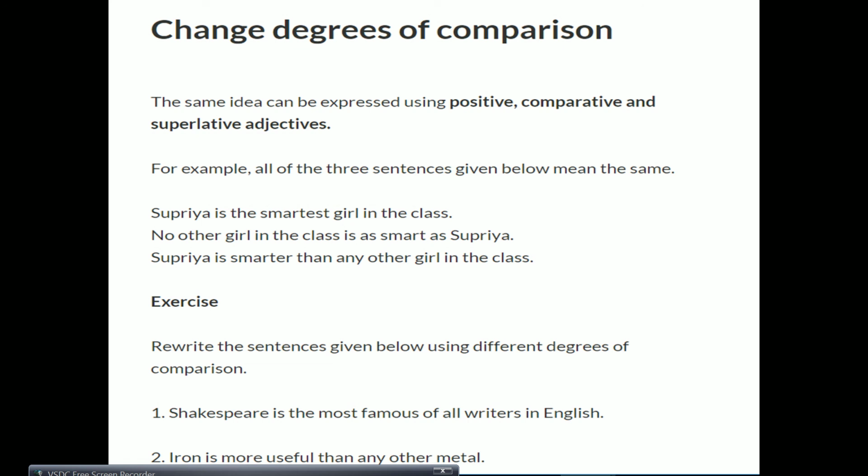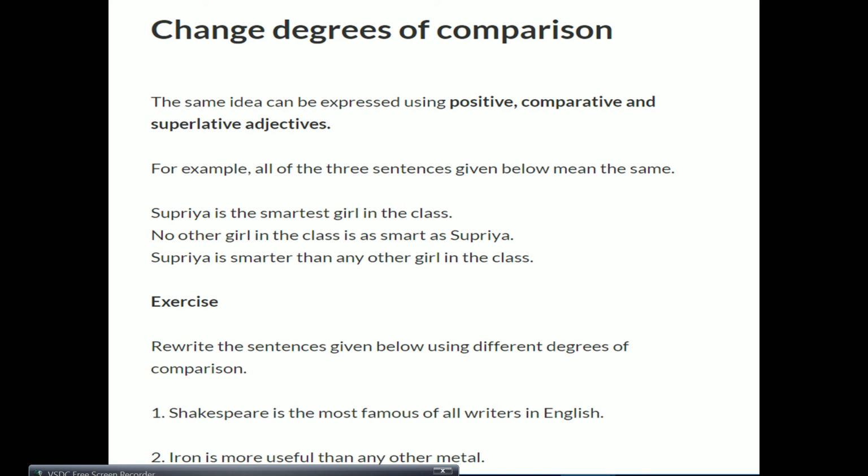Now let us try to change the sentences. See, the same idea can be expressed using positive, comparative or superlative. For example, Supriya is the smartest girl in the class. When it is the smartest, we are going to say no other girl in the class is as smart as Supriya. So when we are using as smart as, it is positive degree of comparison. Because she is the smartest, in positive we need to go for no other girl in the school is as smart as Supriya. In comparative, how will we say the same thing?